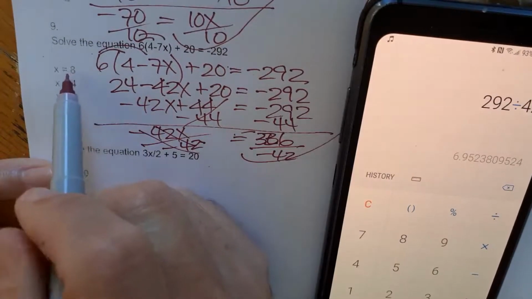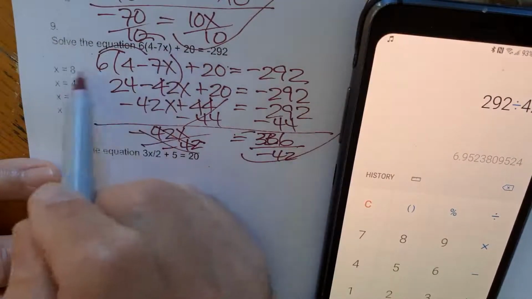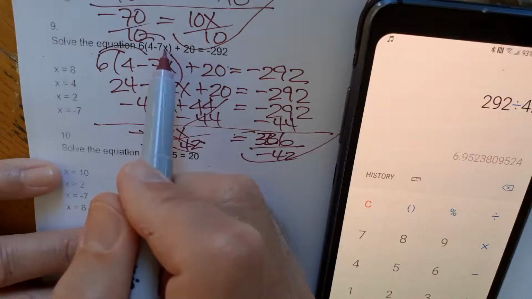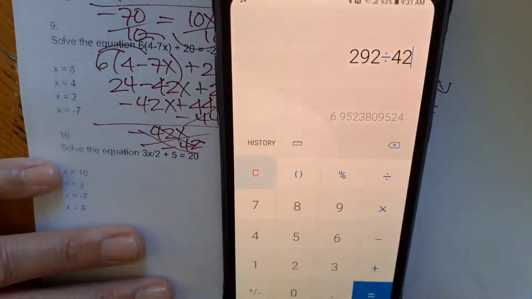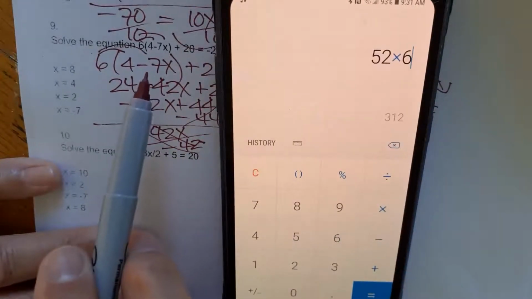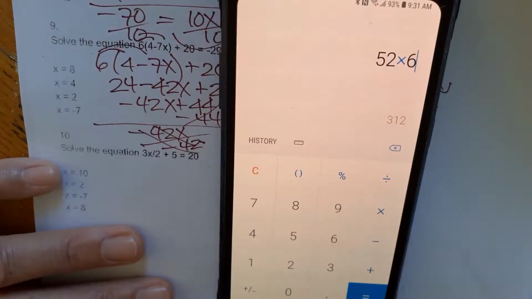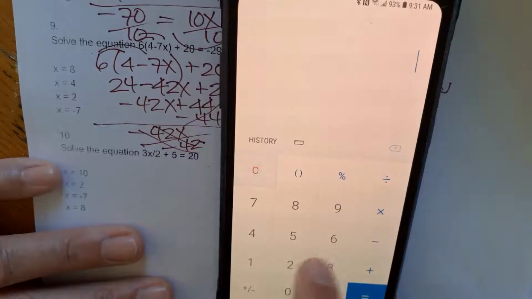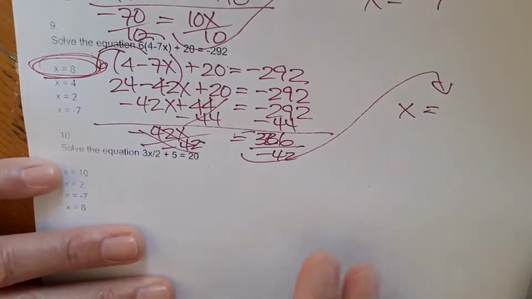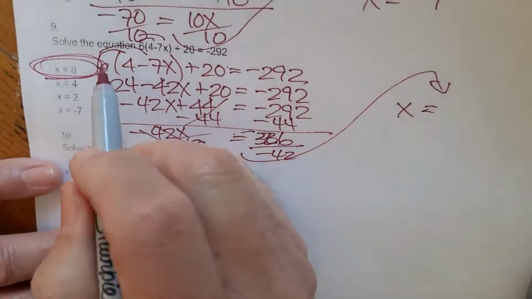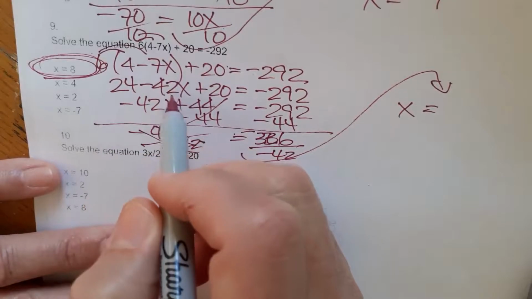And I'm tempted to work backwards. Let's just take minus 7 times 8 is 56, minus 56 is minus 52, times 6 is 312 negative, plus 20. So 312 minus 20 is 292. The answer to this is 8. I can just check backwards, and you can do that too. 6 times 4 is 24. 42.